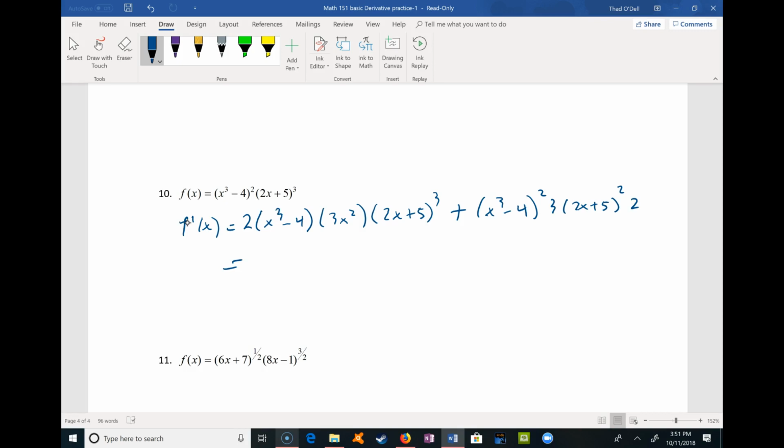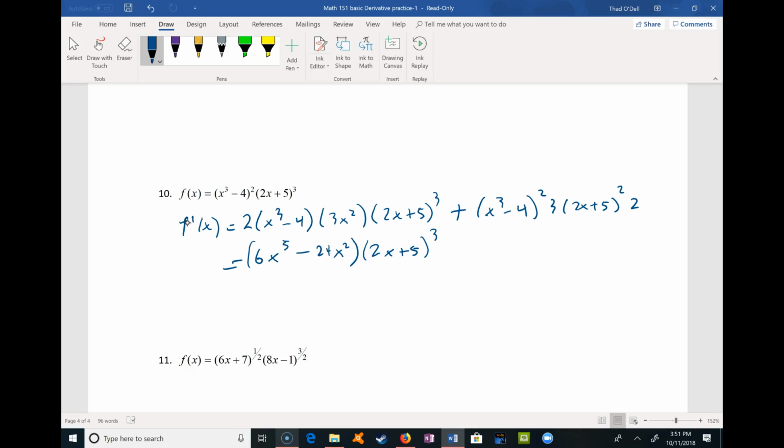So if we clean this up a little bit, we get 6x squared times x cubed minus 4 times 2x plus 5 cubed. And since this x cubed minus 4 doesn't have any powers on it, I actually could multiply that 6x cubed through. So that would be 6x squared times x cubed. That would be 6x to the 5th minus 6 times 4 is 24x squared.